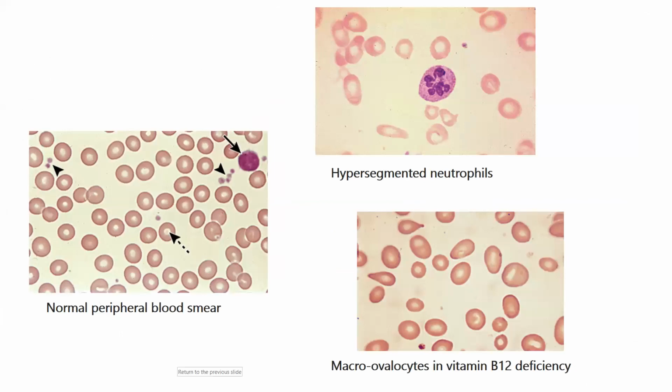So we can see in the next slide, a normal PBF is on the left side. Then the hypersegmented neutrophils, which we have already seen. And you can see the macro-ovalocytes. Macro-ovalocytes are basically oval-shaped red blood cells, which are enlarged, larger than the normal RBC. So this is what you see in a peripheral blood film.